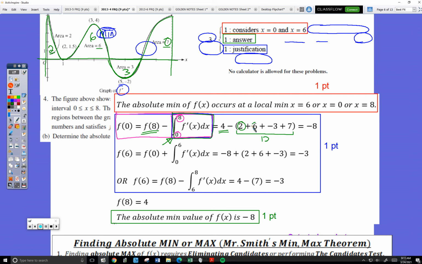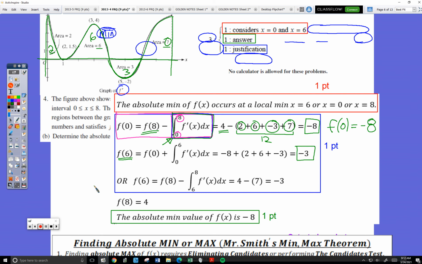The 2 counts positively, the 6 counts positively, the 3 counts negatively, 7 counts positively. 4 subtract 12 is negative 8. The value of f at time 0, or at x equals 0, is negative 8. Use the exact same logic to find f of 6. You now make your comparison. Between those two, f of 0 is the lowest.